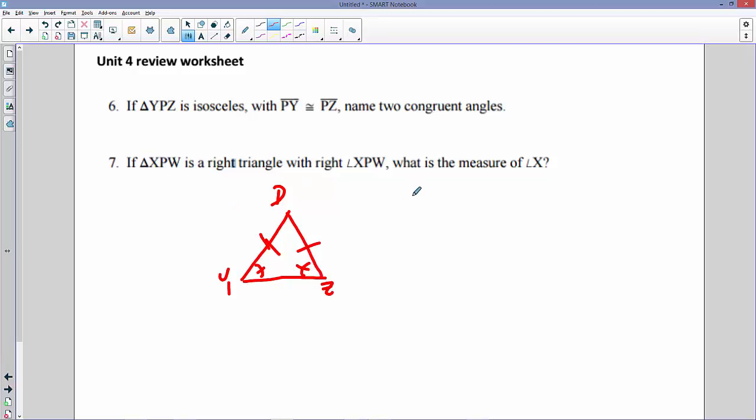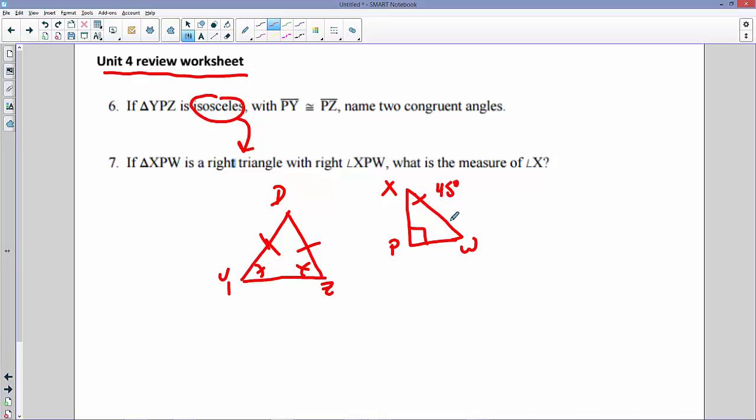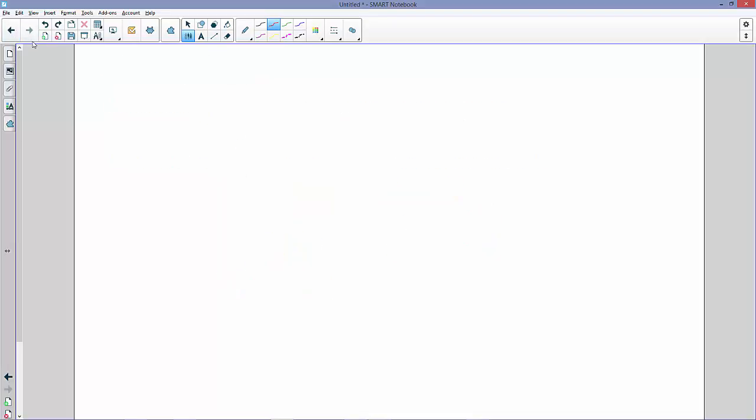If XPW is a right triangle with a right angle, what is the measure of angle X? So if XPW, right? So XPW is the right angle. What is the measure of angle X? You don't know. I don't know if it says it's isosceles. It might have. I believe it should have. So they probably meant to say this is an isosceles right triangle, which would make these both 45. They didn't, so it's really not solvable, or else I'm just missing the instructions here, possibly.